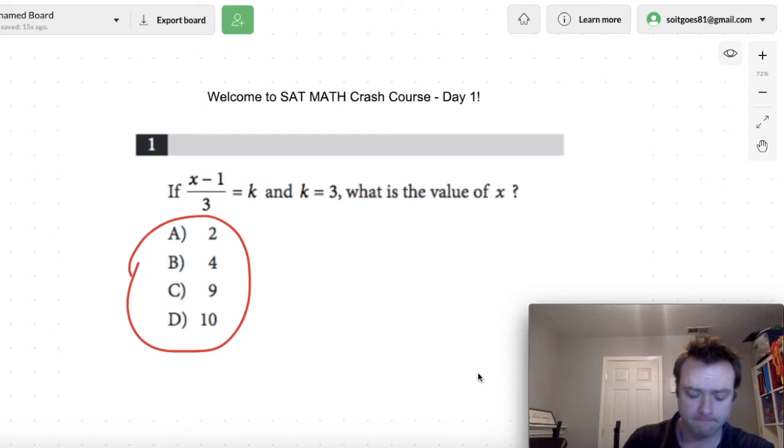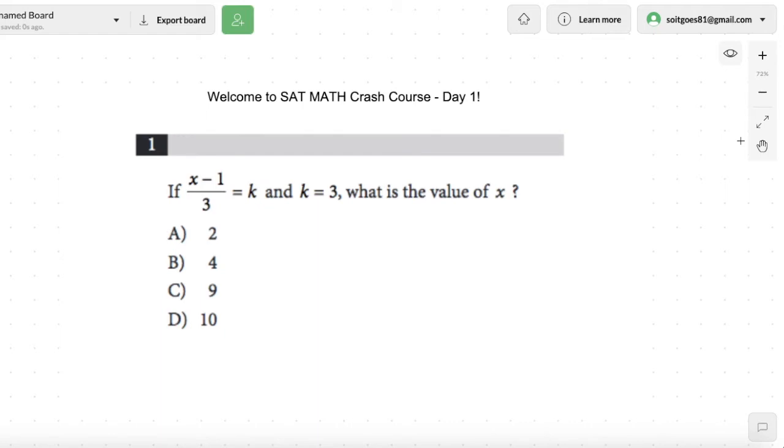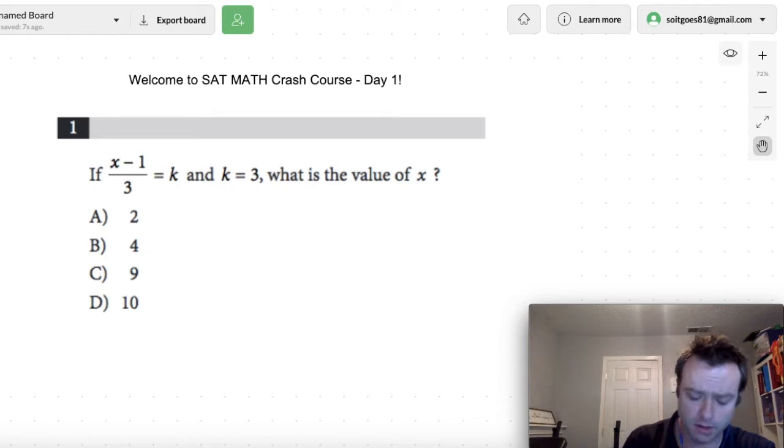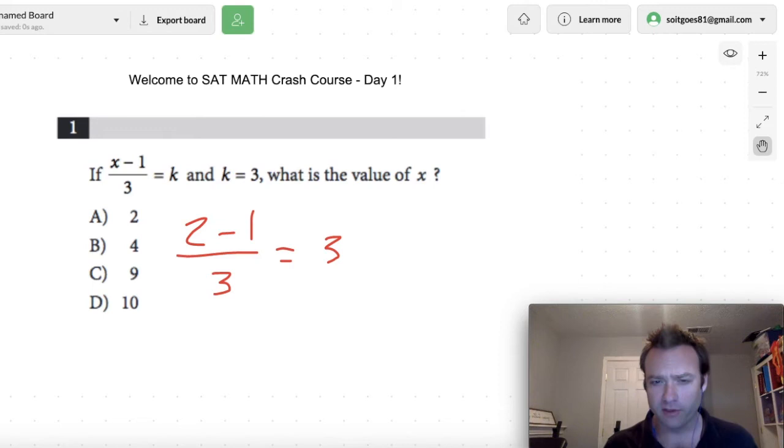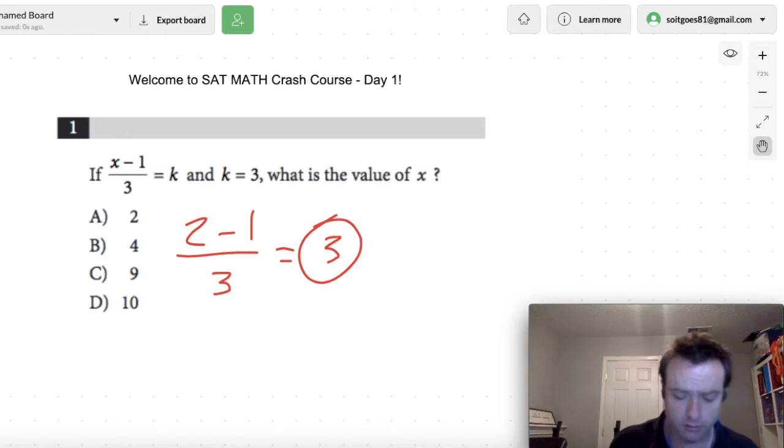Okay, so let's do that real quick on the whiteboard. Let's start. I'm going to plug in that 2 in place of x, so we get (2 − 1)/3 = 3. First of all, does it make sense where all those terms came from? Yes. I'm testing answer choice A, so I'm assuming that x is 2, and we're going to see if that works. And I plugged in that 3 in place of k.